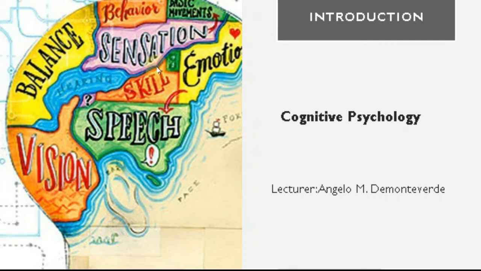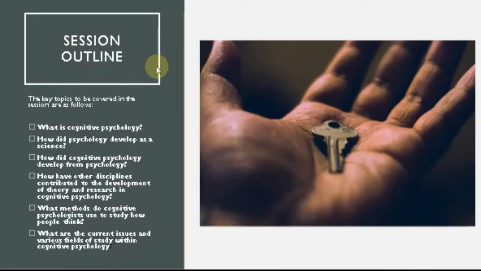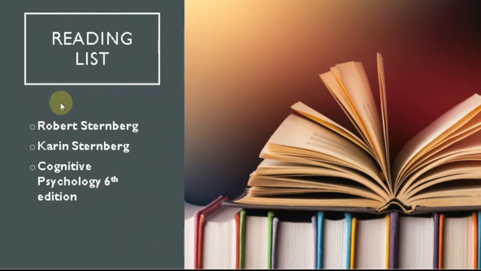Still your lecturer, Angela M. de Monteverde, your cognitive psychology instructor. For the session outline, these are the topics that we have to tackle for this whole chapter, for this whole lesson. I do have the same reading list that you also have, which is Robert Sternberg and Karin Sternberg, Cognitive Psychology, 6th edition. So all the information that will be written here can be seen in your PDF file or in the book that you have on your end.